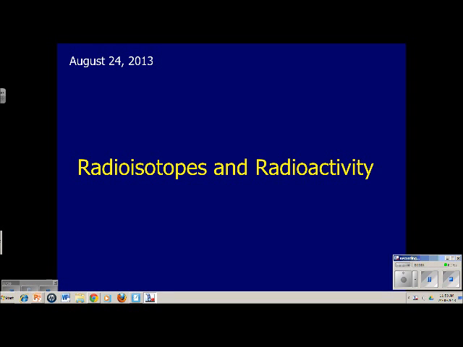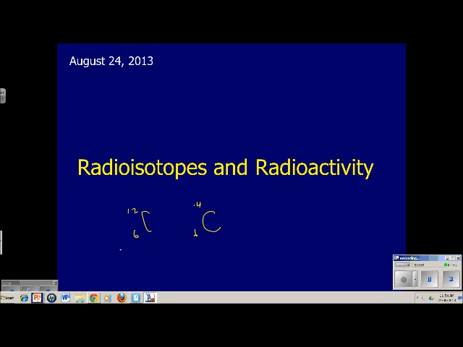Okay, today's lesson is going to be on radioisotopes and radioactivity, as you can see from the title. We've already looked at isotopes. We've seen many examples, and I'll just remind you of a couple of them. The other day we looked at carbon 12, all right? Carbon 12 with an atomic number of 6, and a carbon 14, again with atomic number of 6.